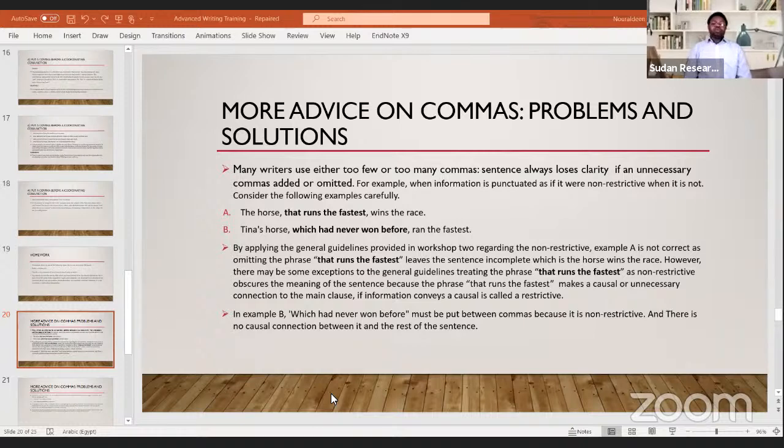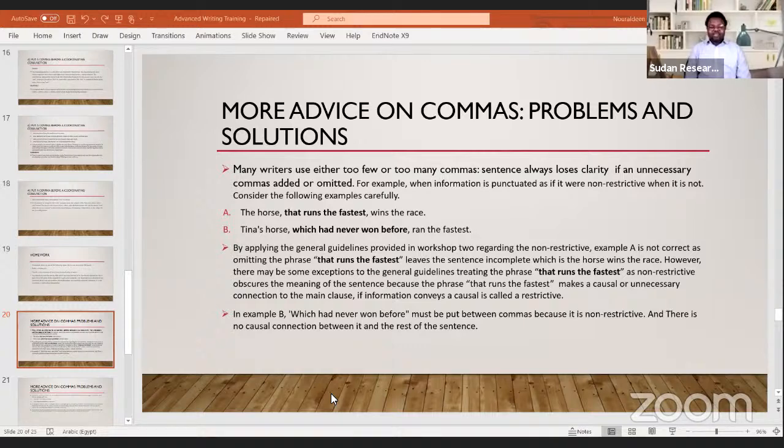So consider the following examples. We have example A and example B. What can they tell us? Example A says: the horse, and then two commas, that runs the fastest, and after that just wins the race.